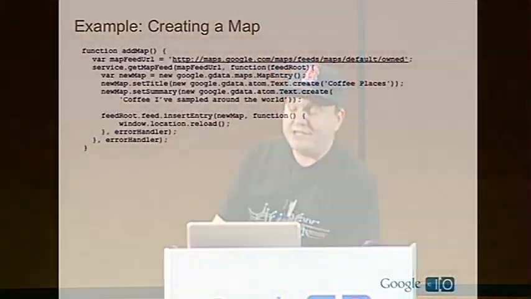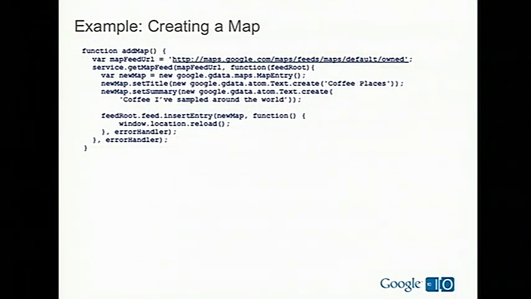Here's a simple example. I talked about creating a map. That's the default feed. So as you see here, this is JavaScript. This isn't Python or Java. So this is done through callback functions. And we have a map feed URL, which is the default feed. And basically, I call the Google Maps service, and I pass it that map feed, and I also pass it a callback function. So what that's going to do is assemble all these parameters.